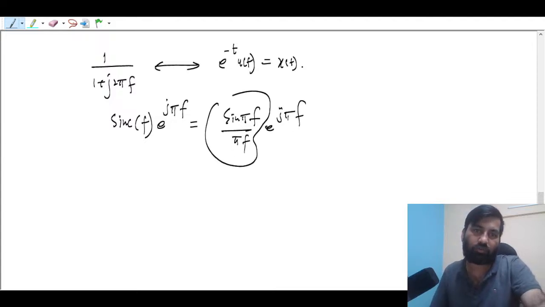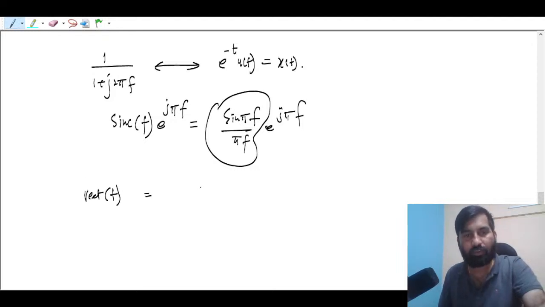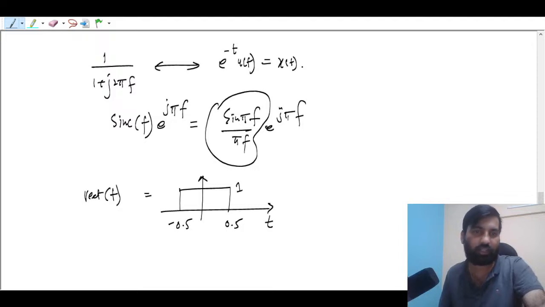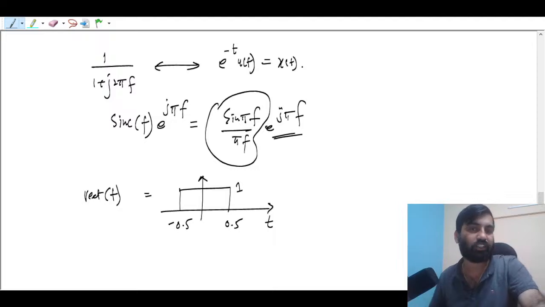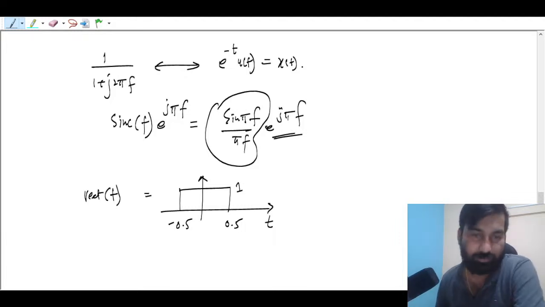So what is the Fourier transform of this? This is nothing but rectangular, rect t. Rect t means the width is from minus 0.5 to 0.5, and the height is 1. Now in the time domain there should be a shift. What is the amount of shift? Since there is a plus sign, this is j pi f, so you have to shift it by 0.5 to the right.